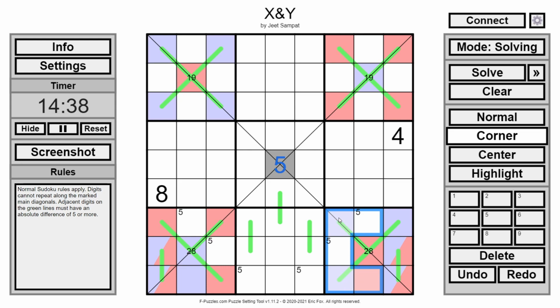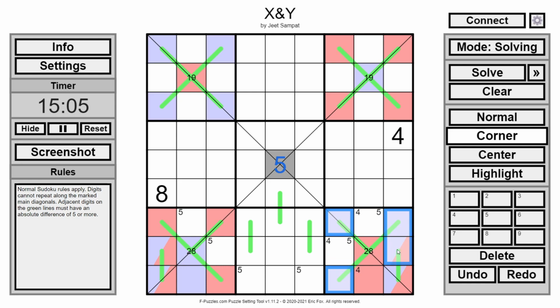Could we put a 4 onto the German Whisper, though? If this was a 4, the only digit that's 5 away from it is 9, and we just said this couldn't be a 9 because it sees 1 and 9. So it can't be there. Similarly, it can't be here. So that means it must be in here. 4 is in one of these. But we've already placed all the blues. Therefore, 4 is going to be in a pink cell.